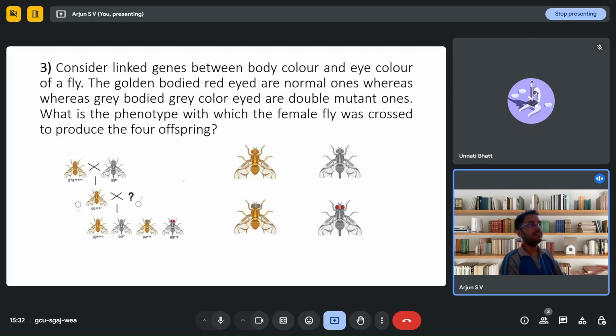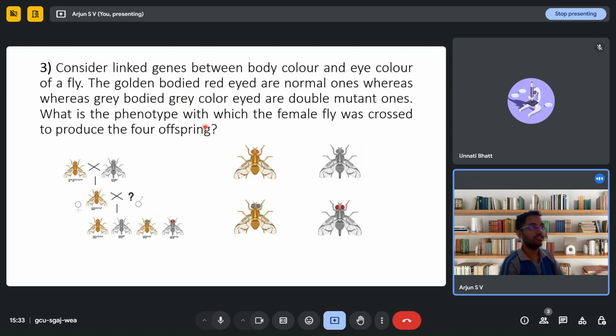Consider linked genes between body color and eye color on a fly. We also saw linked genes on a chromosome. Linked genes are genes present on the same chromosome but at a distance from each other, and the farther apart the linked genes are, the higher the chance of recombination between them. The statement is that the golden-bodied, red-eyed flies are normal ones, whereas the gray-bodied, gray-eyed flies are double mutant ones.